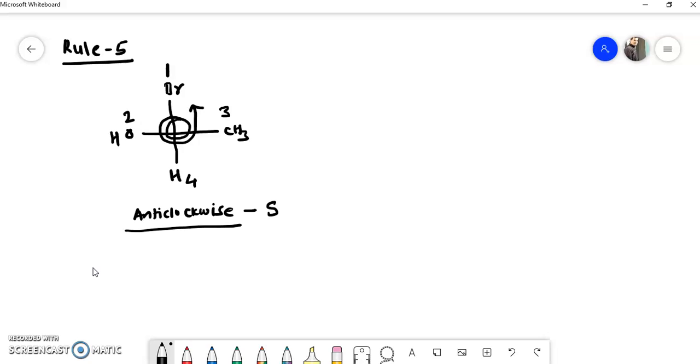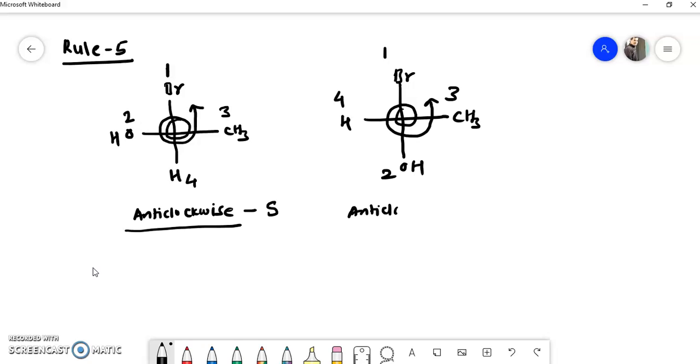I will take another example. I will take the same example, as I have to say one rule. Suppose here is a hydrogen now, and suppose bromine is here, CH3 is here, and OH is here. Now we know the numbering. This bromine will get first number, oxygen will get second, carbon will get third, and hydrogen will get fourth number. Again, how does it rotate? From 1 to 2, 2 to 3, and 3 to 4. We will observe here that again it is anti-clockwise, so it is S.